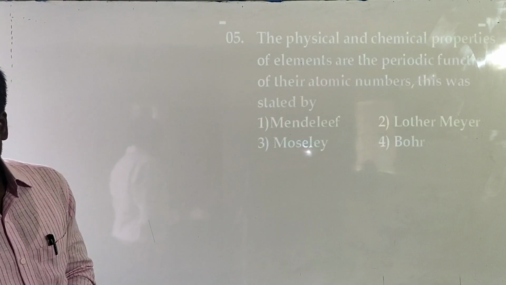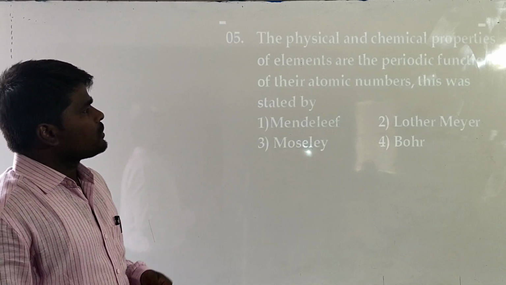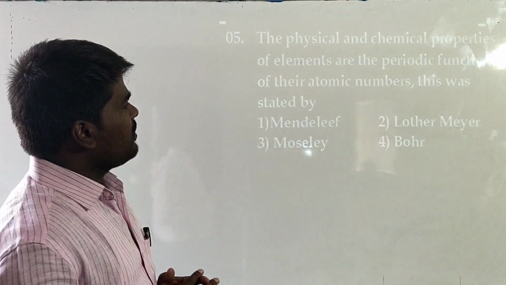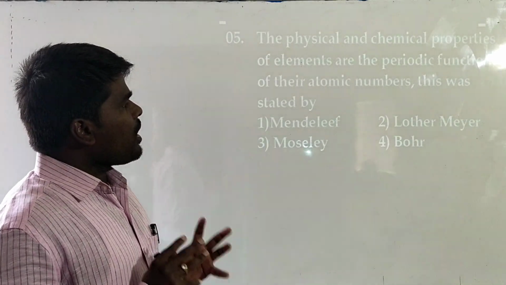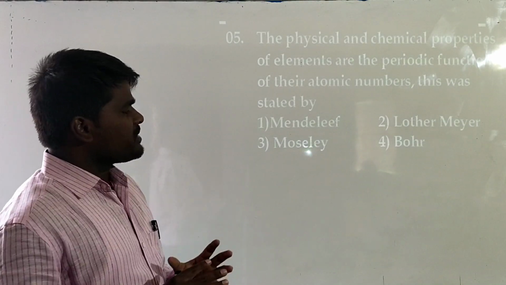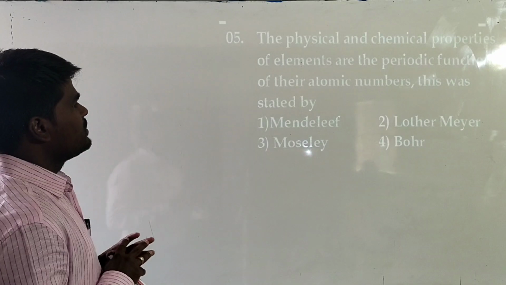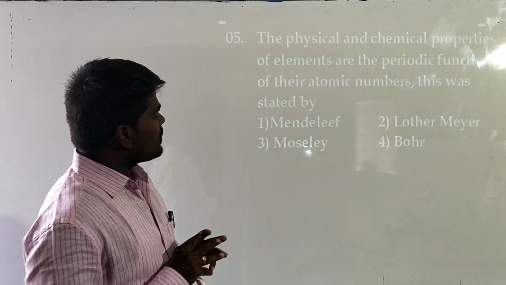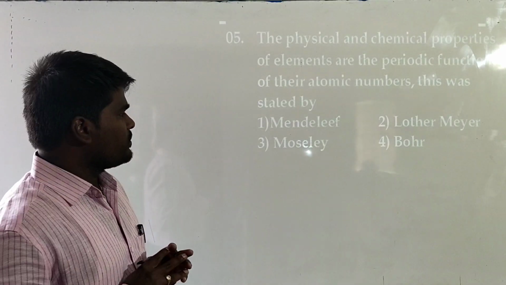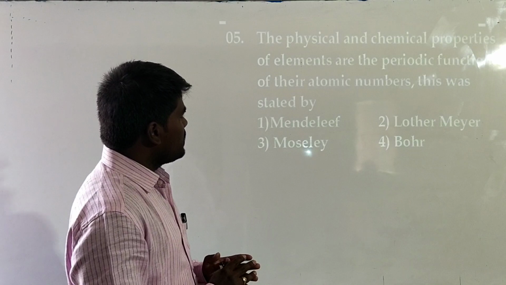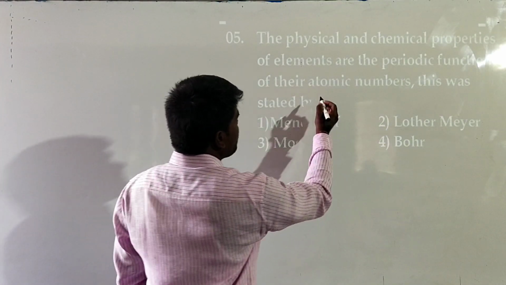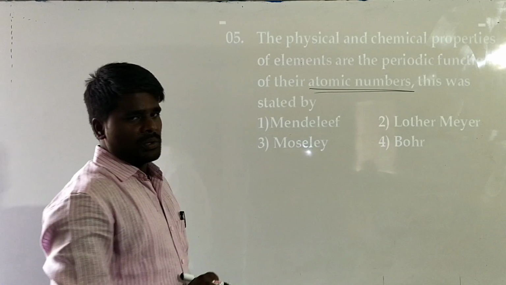Now here comes our next question. Read the question properly. What the question is saying: the physical and chemical properties of elements are a periodic function of their atomic number. This was stated by whom? The options are Mendeleev, Lothar Meyer, Moseley and Bohr. What is being asked is the function of their atomic number. This is what you need to see thoroughly.